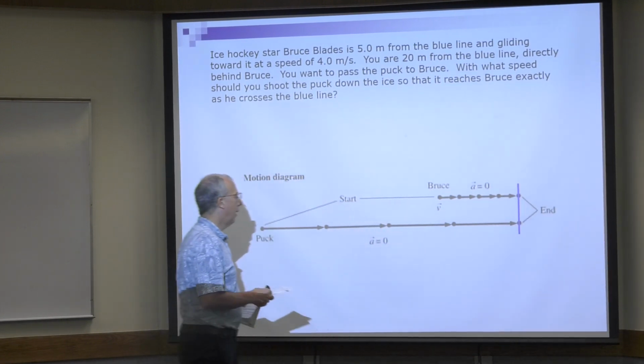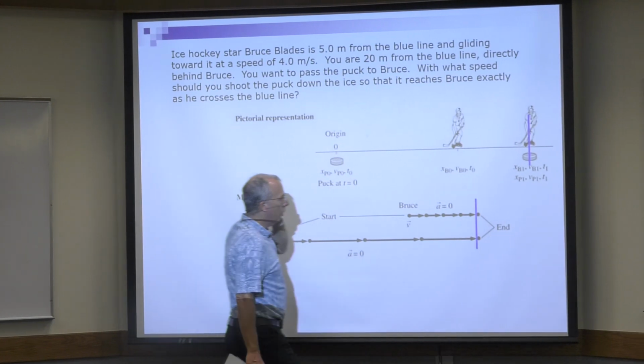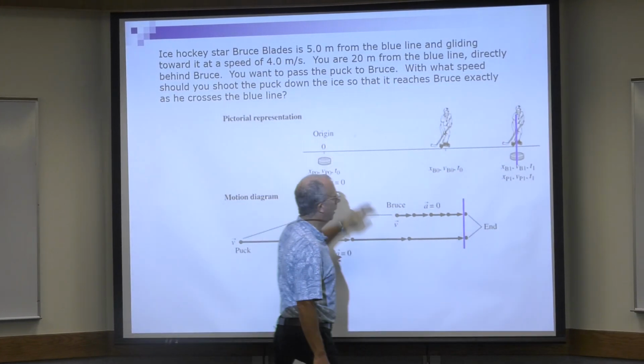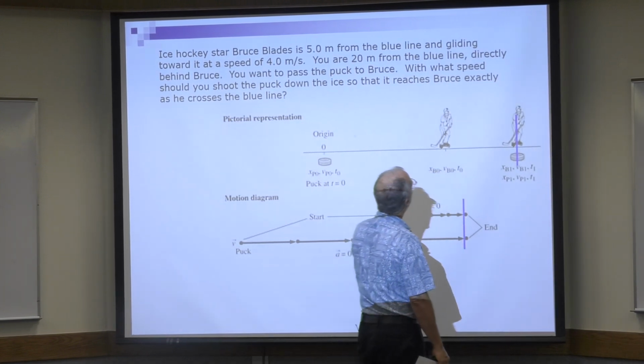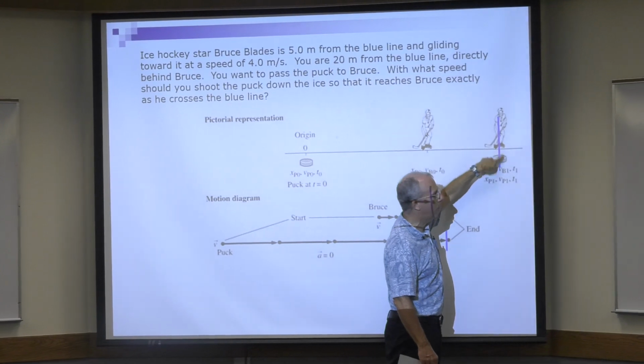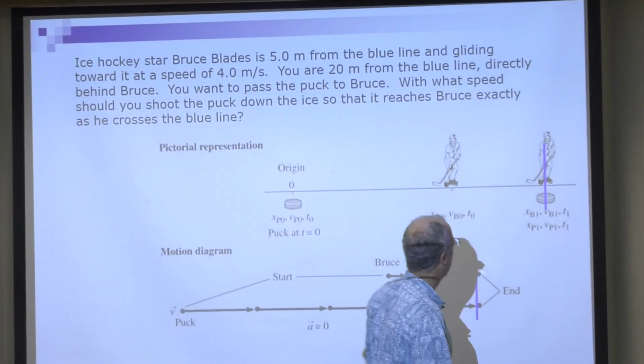So there it is. For Bruce, we have a beginning point and an end point. For the puck, we have a beginning point and an end point. Now remember, we want the puck and Bruce to cross the blue line at the same time, right? So that's why the puck and Bruce are right there.